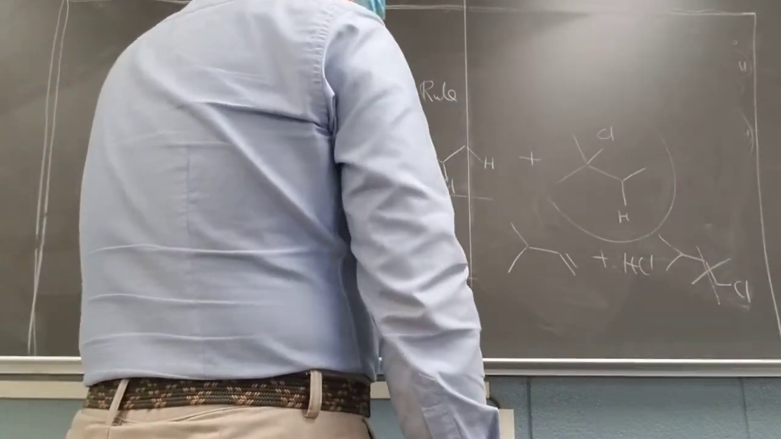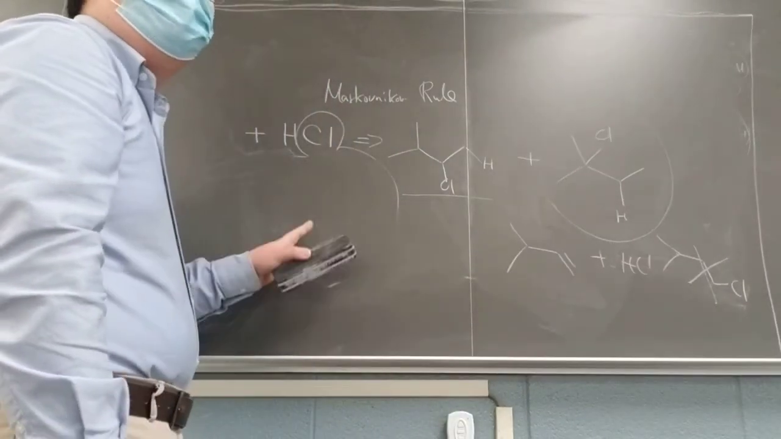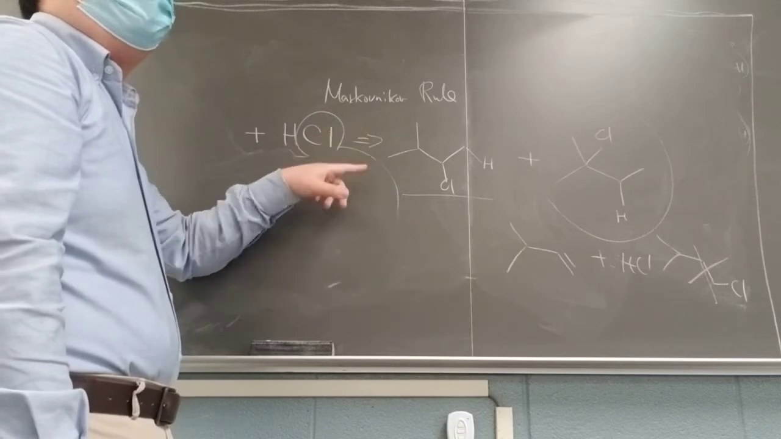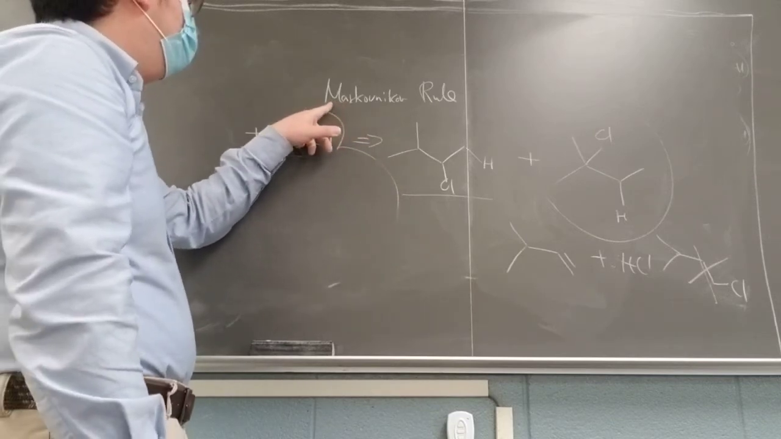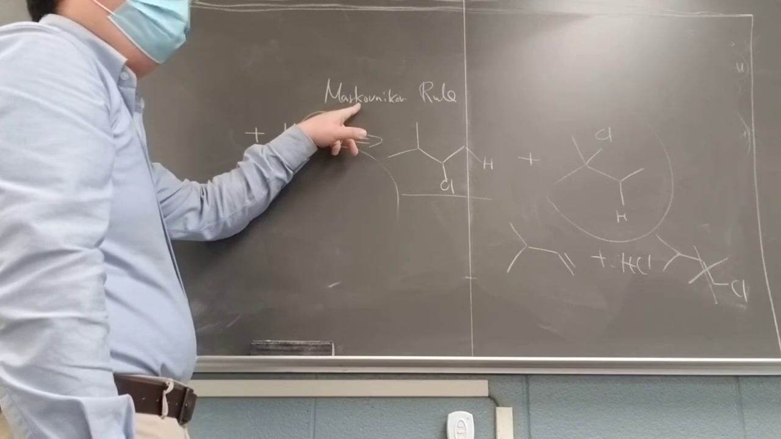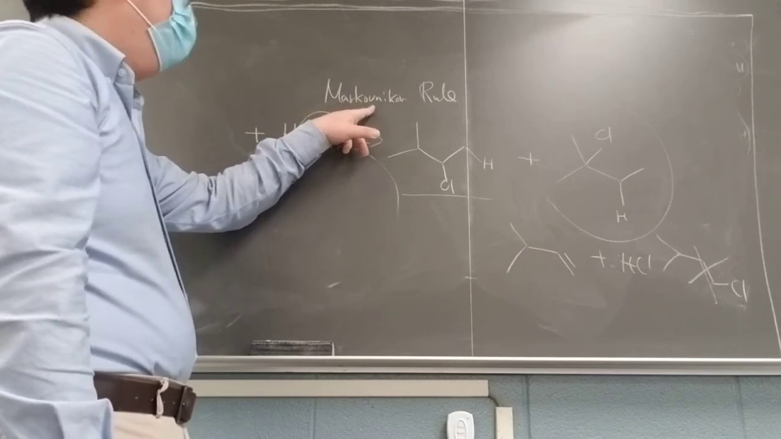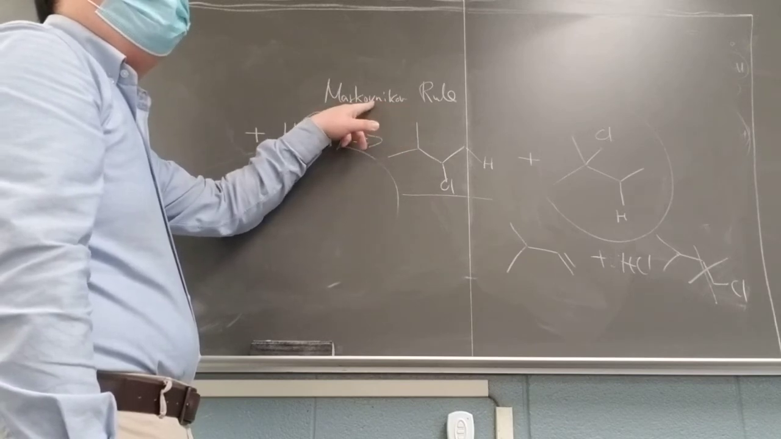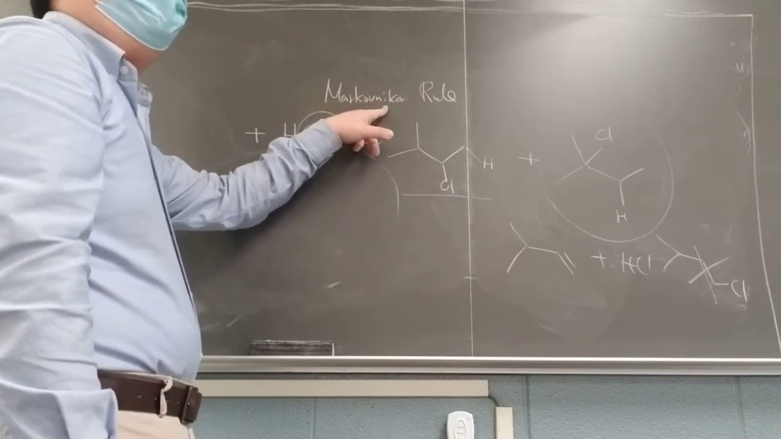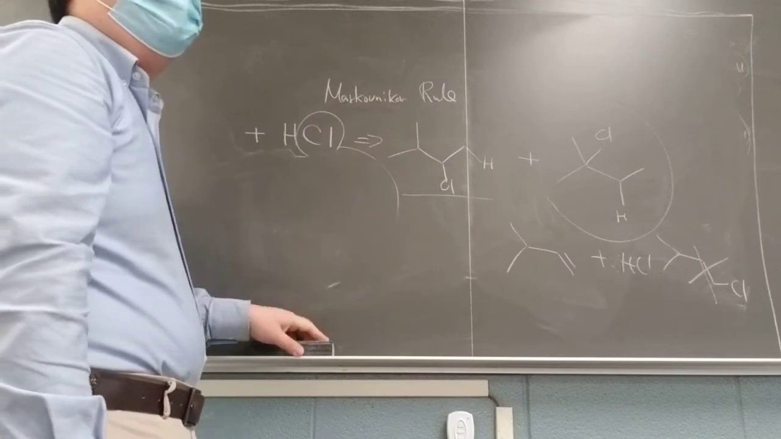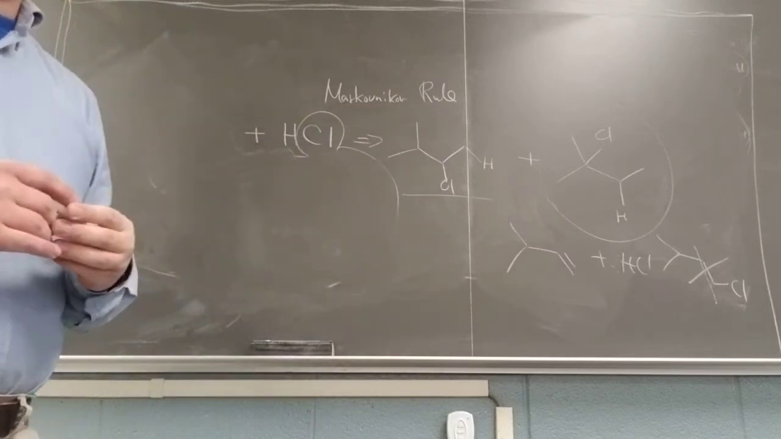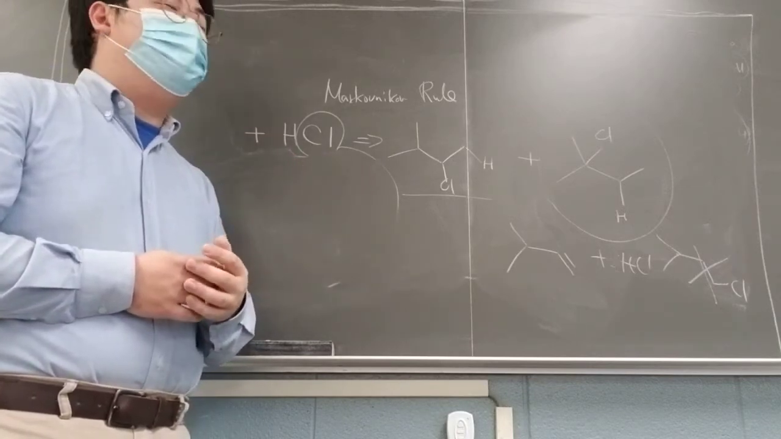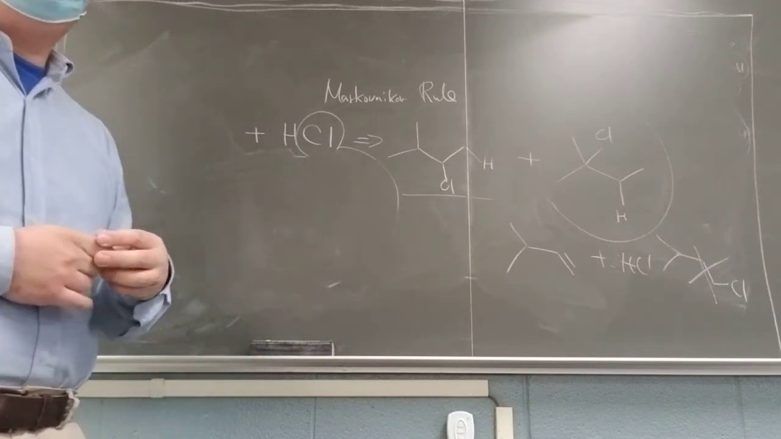Will you say the name of the rule again? Which one? This one? It's Markovnikov. Can you spell that? Yeah. Markovnikov. I think it's a Russian name, but Markovnikov. So this is the way you can have a carbocation at the more substituted carbon position. So it will be more stable. That's why. Makes sense, right?